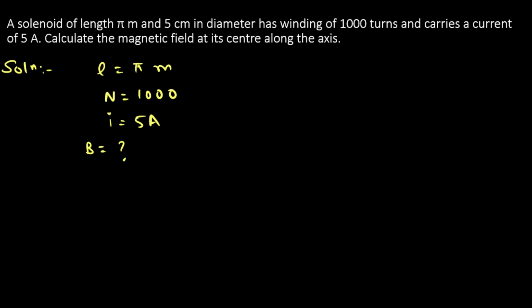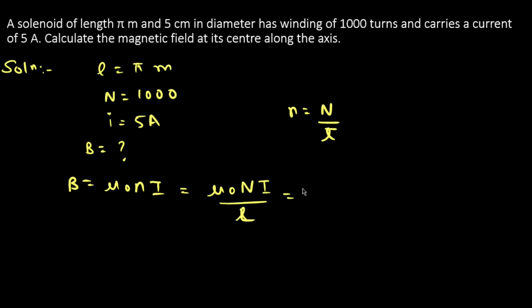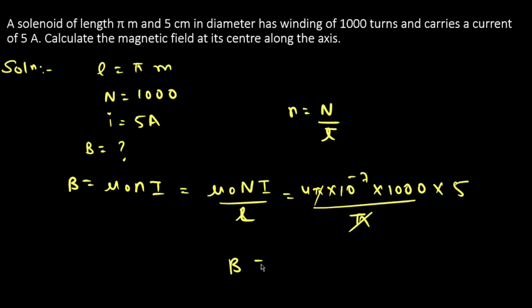So the magnetic field at the center of the solenoid is given by B equal to mu naught n I, where n is number of turns per unit length. So this can be written as mu naught N I upon L, which is 4 pi into 10 raised to minus 7 into number of turns is 1000 into current is 5 ampere divided by pi. So pi will get cancelled, and solving this we get magnetic field to be 2 into 10 raised to minus 3 Tesla, or you can write Weber per meter square.